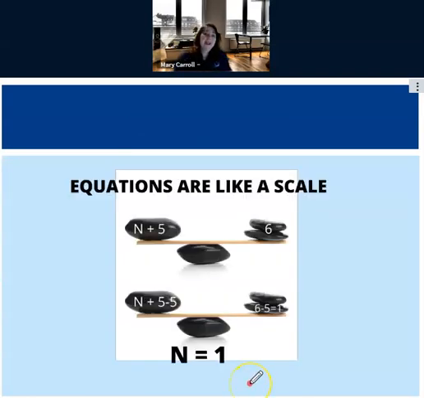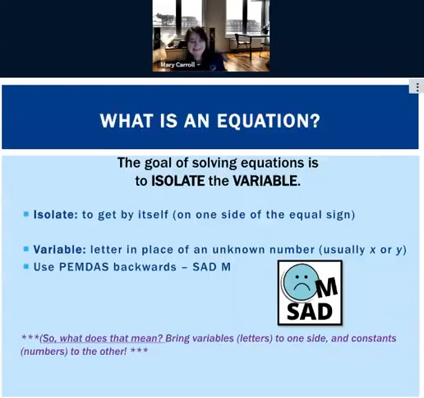So equations are kind of like scales. They have to be balanced at all times. If I have something like n plus 5 equals 6, then I should know, well, what plus 5 equals 6? Hopefully you know already in your head it's 1. But we want to show you that you can actually subtract 5 from one side and get it onto the other, and you'll end up having a balanced equation. But what you do to one side, you have to do to the other.